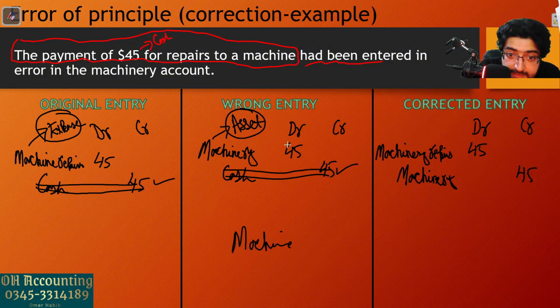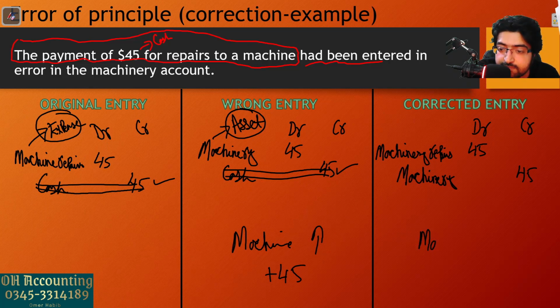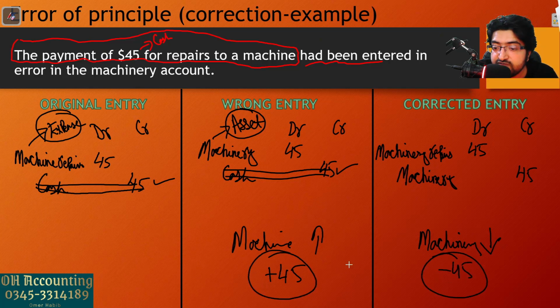And then the balance of machinery is back to zero, because in this wrong entry, we debited machine by 45, which means plus 45 to machine, as when assets increase, they are debited. Now we are correcting the mistake by crediting machinery. So when assets are credited, their values decrease. So minus 45 plus 45 minus 45 will fix the error and bring the balance of machinery back to zero. So we have corrected the error, right?